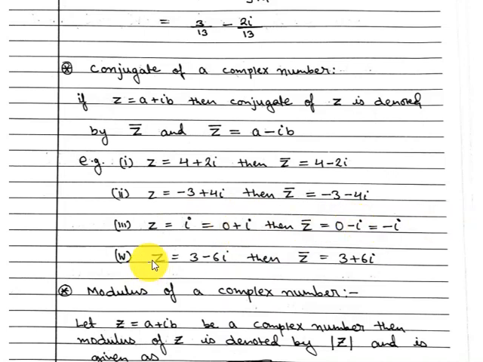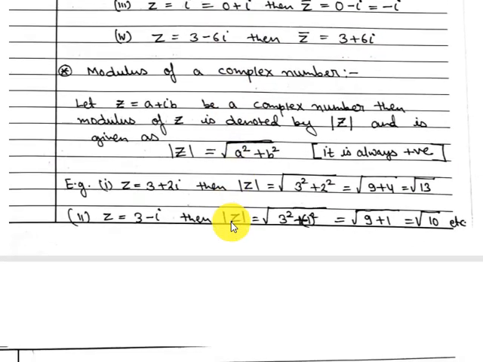Clear? Here I've got z equal to 3 minus 6i, so the conjugate of this will be z bar equal to 3 plus 6i. Here the minus sign was there, so it got changed to plus. Clear?